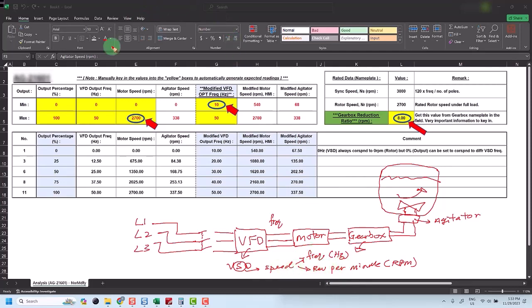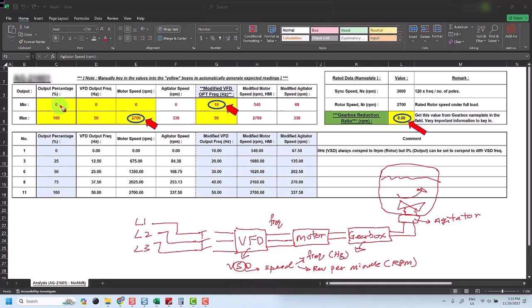In this Excel sheet, which was created by me to calculate the corresponding motor speed and the agitator speed, if you are interested to get this Excel sheet, please leave a comment and I will send this Excel sheet to you. Okay, we have to fill out all the values inside the yellow boxes.